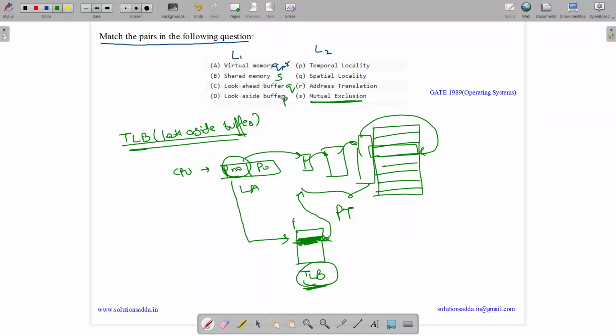What other thing can it be related to? It can also be related to address translation, as here address translation is happening from logical address to physical address. Thus, it can also be mapped to address translation, which is R.